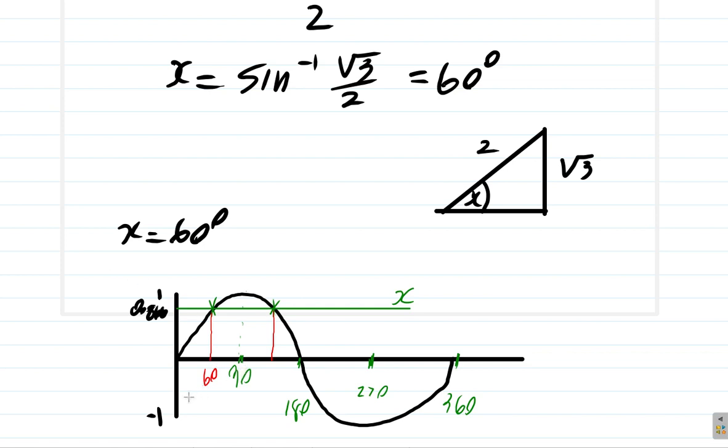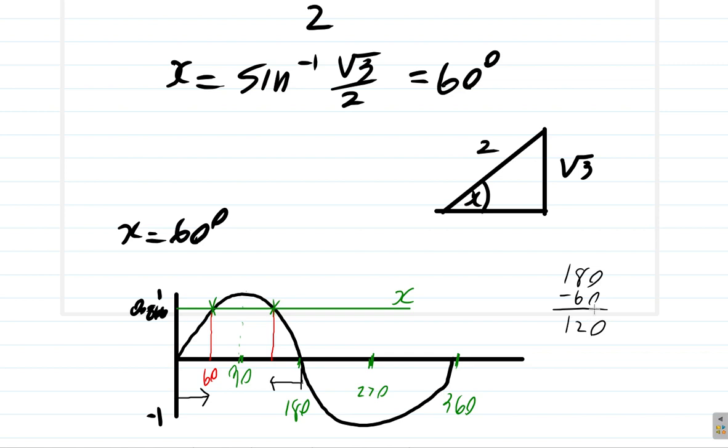From here to here is 60. From 0 going forward to the right is 60. But since this half of the wave is symmetrical, if we go from 180 to the left, it will give us our second angle. So 180 minus 60 is what we get: 120. That would be 120.